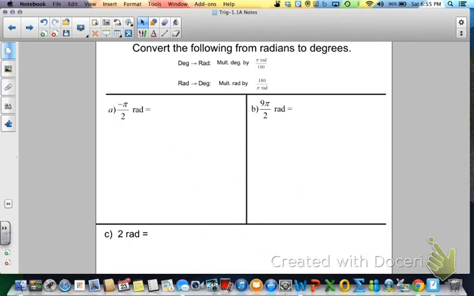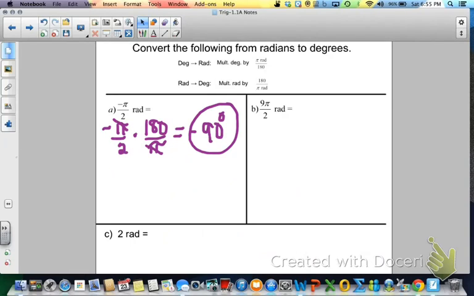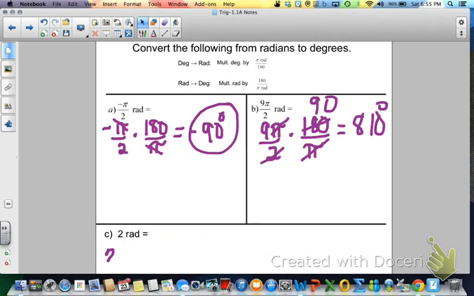In the last slide, we're going to convert from radians to degrees. So we're going to use the second conversion where we multiply the radians by 180 over pi. Starting with A, negative pi over 2 radians, multiplying that by 180 over pi. The pi's neatly cancel out. 2 and 180 reduce to negative 90. And so negative pi over 2 is equivalent to negative 90 degrees. In B, taking 9 pi over 2, multiplying it by 180 over pi. Again, the pi's neatly cancel out. The 2 and the 180 reduce to 1 and 90. And 9 times 90 is 810 degrees.